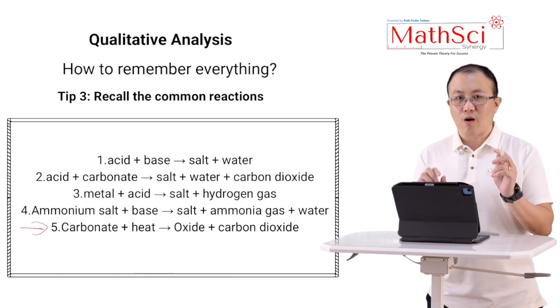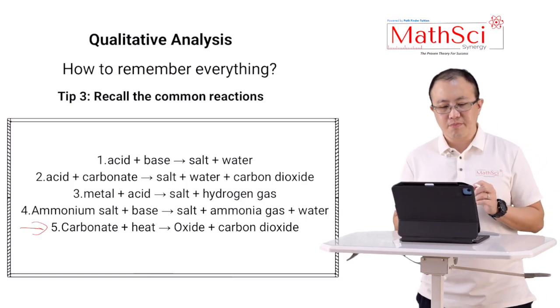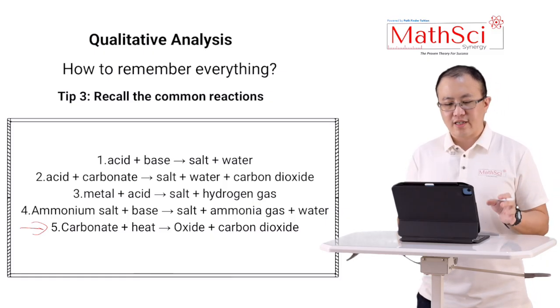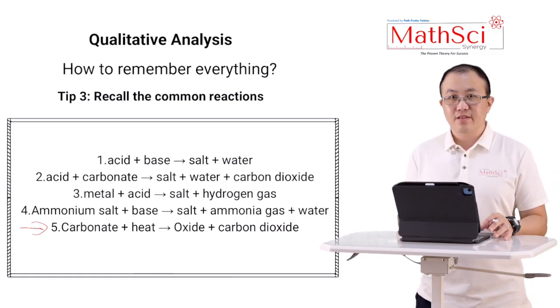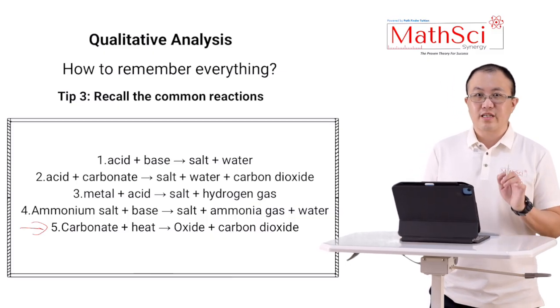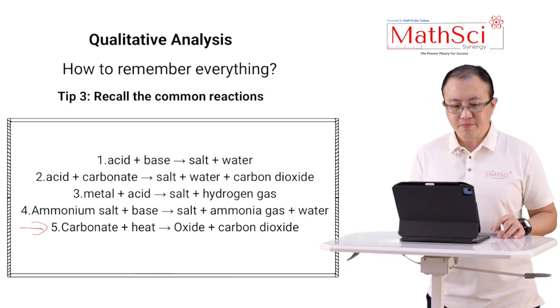The only odd one out I think will be number 5. This one is not so commonly seen, not under acid and base, but in general, if carbonate plus heat, then you will get some oxide plus carbon dioxide. Okay, so this is the thermal decomposition process. But by and large, I think the first 4 is the one that you are expected to already remember.